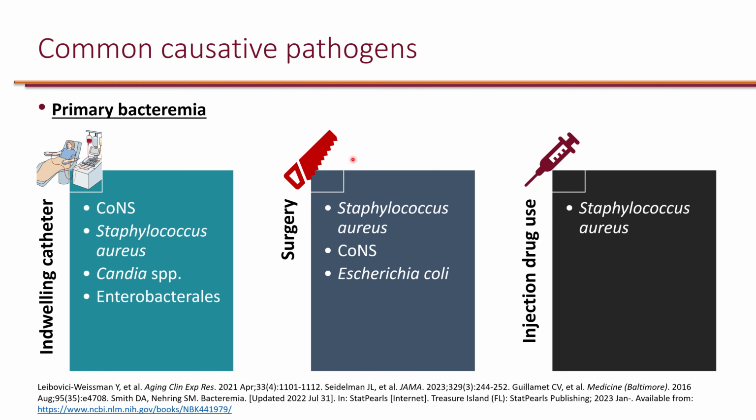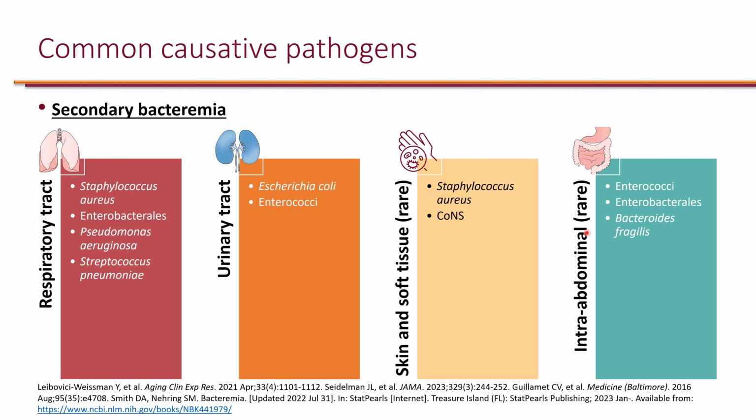Essentially, because the surgeons will cut the skin open, bacteria from the skin can find their way into the blood. So Staph aureus and coag-negative staph are the top two, and of course E. coli can also happen, depending on the type of surgery. And injection drug use, again from the skin. Staphylococcus aureus is by far the most common causative organism.